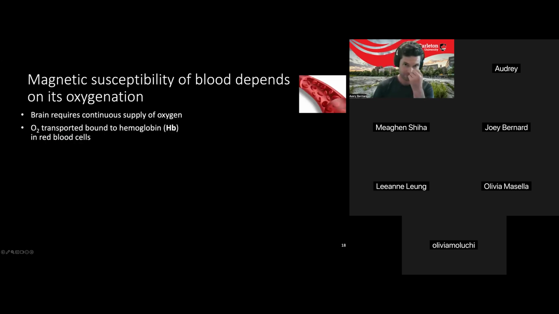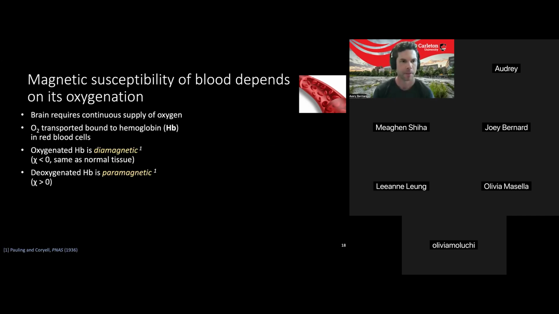So an example of where we use this in brain imaging is regarding the imaging changes around blood vessels. Our brain requires a continuous supply of oxygen, and this is transported throughout the body and throughout the brain, bound to hemoglobin in our red blood cells. Oxygenated hemoglobin, so while it's binding oxygen, is diamagnetic, so it has a negative magnetic susceptibility, which has the symbol chi, which is the same as most tissues.